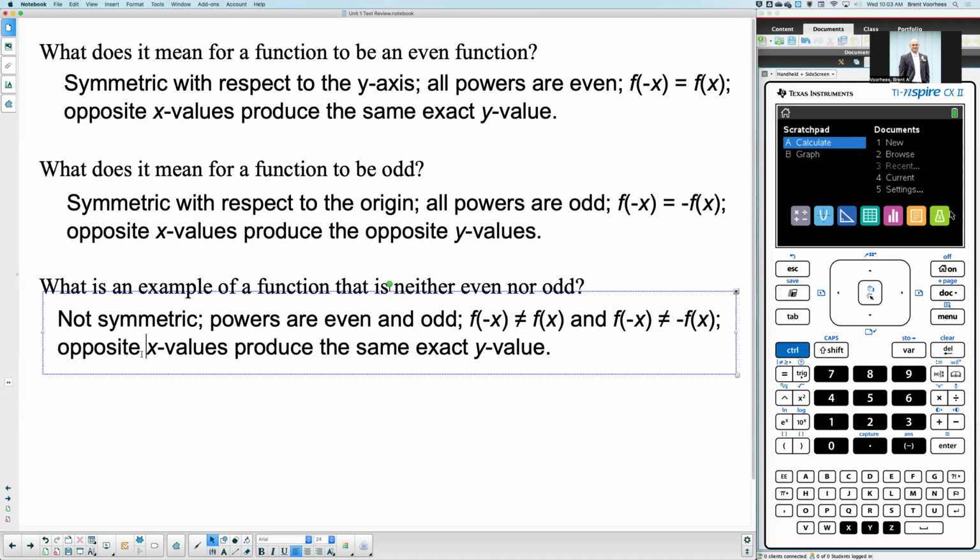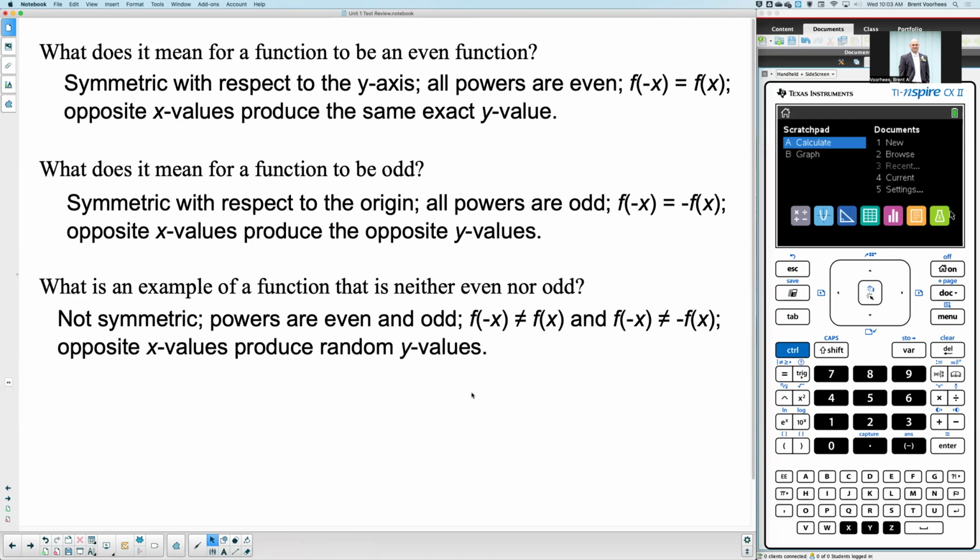What is this saying? It's saying opposite x values produce random y values. They're not the same, they're not opposites, they're just random. Does that make sense? So opposite x's do not produce the same y, opposite x's do not produce opposite y's. Opposite x values produce just random y values. That's what it means to be neither even nor odd. And as an example, what's an example? X cubed plus x squared. That's an example like that.